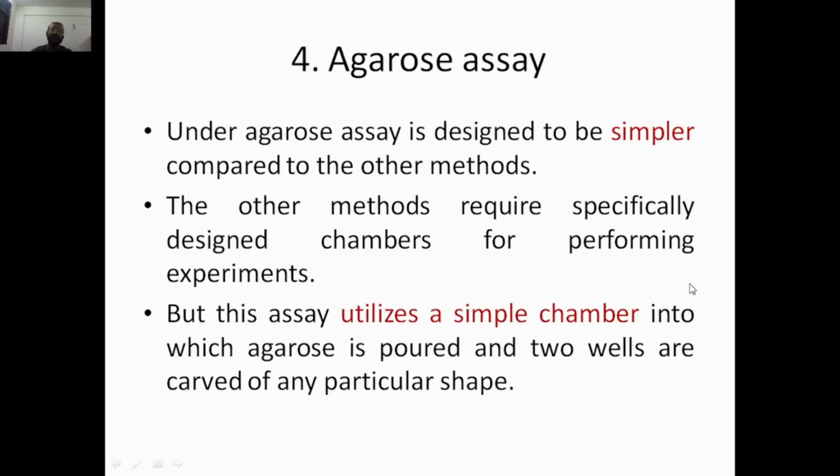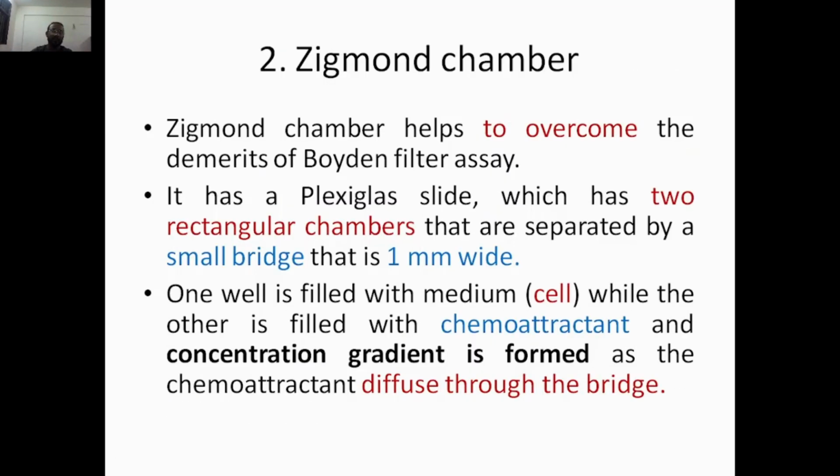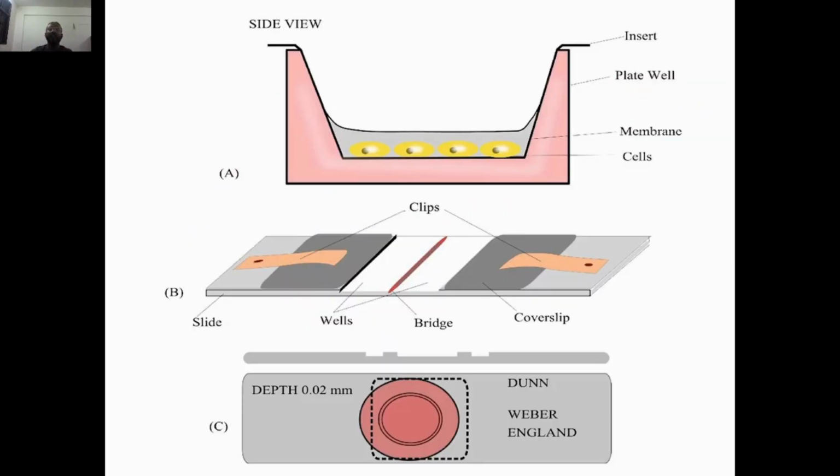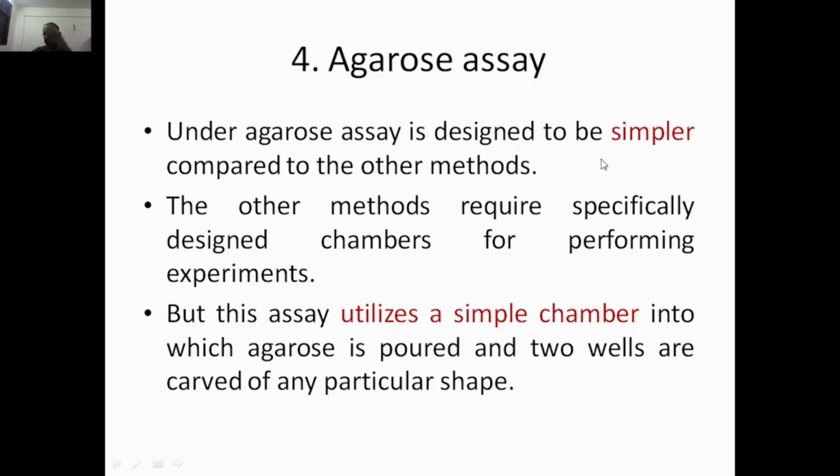So that was about 3 chambers: Boyden's filter, the Zigmond chamber, and the Dunn chamber, which is a modified version of the Zigmond chamber. And these are the diagrams. And the agarose assay. The agarose assay is simply agarose gel electrophoresis, what you use. The same thing. I have not given any images, because every biotechnology student, since you are in 7th semester, will know how the agarose assay works.